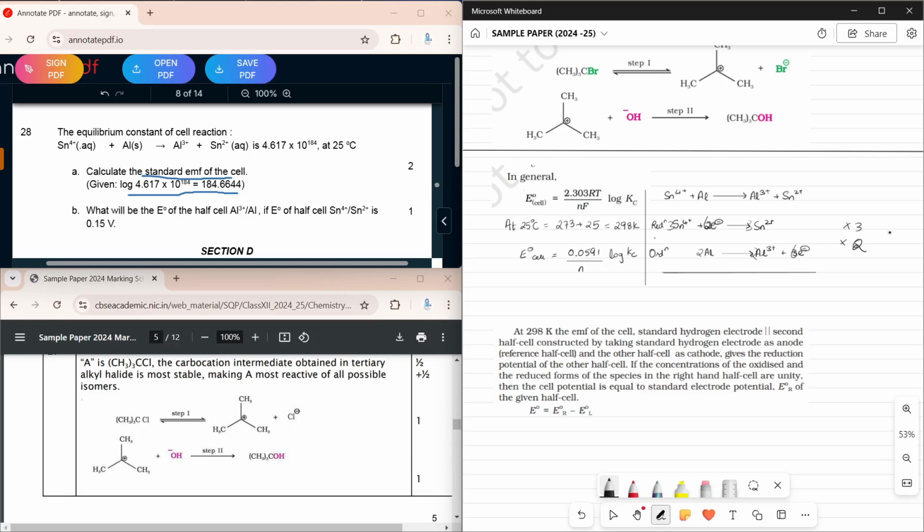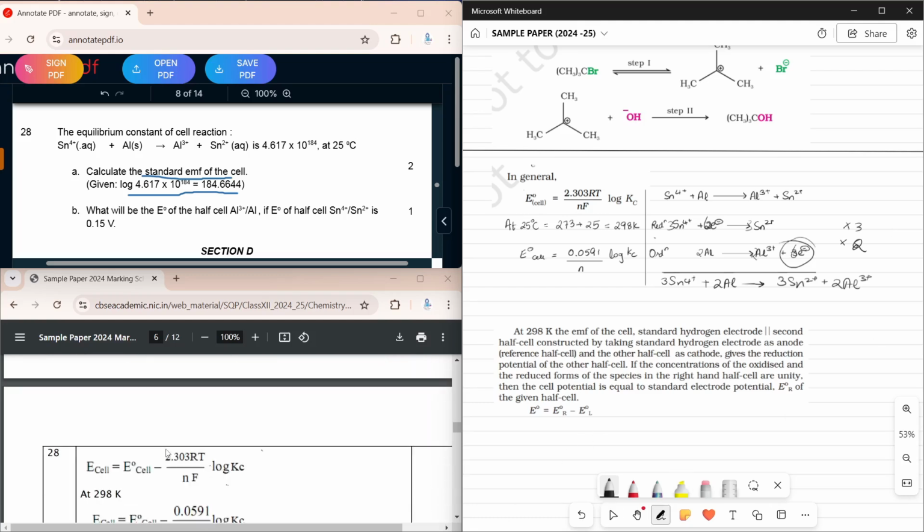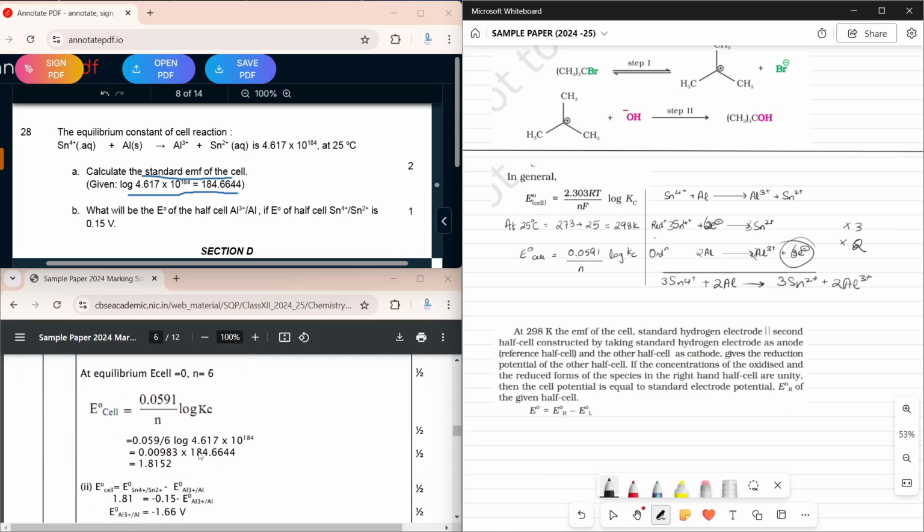So your final equation is 3Sn4+ plus 2Al gives rise to 3Sn2+ plus 2Al3+. But the more important thing is the fact that there are 6 electrons. So the value of n over here is going to be 6. So you just have to substitute it and you'll have to solve the equations to get to the value of E naught cell. And notice they started with 0.0591 and then in the next equation you can just ignore the 1 and just do 0.059 and you should be fine.